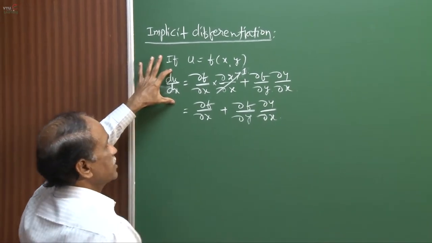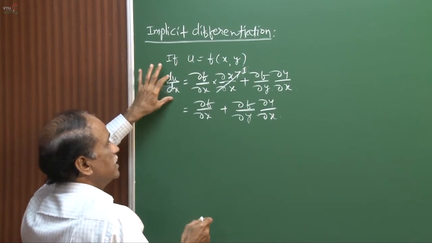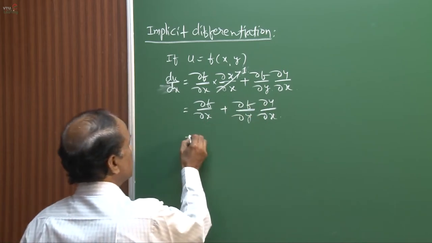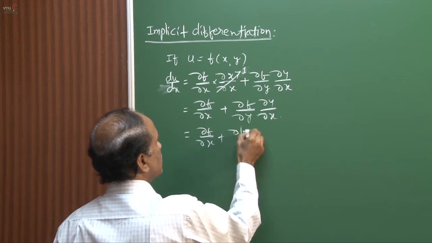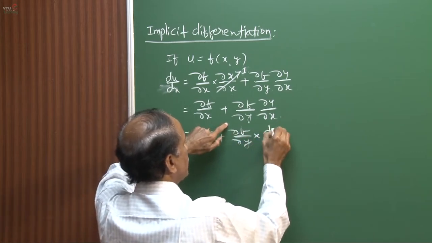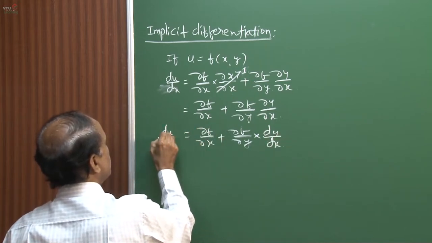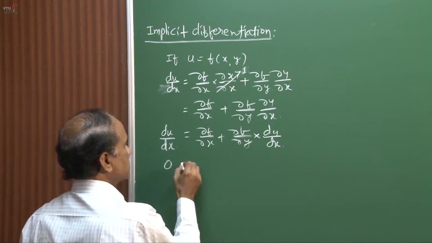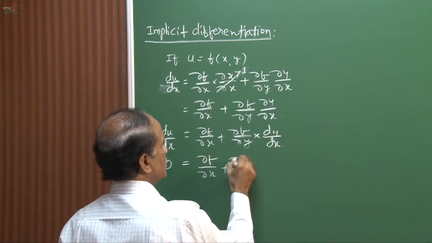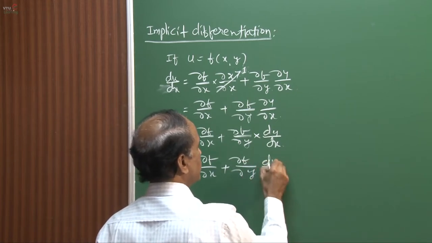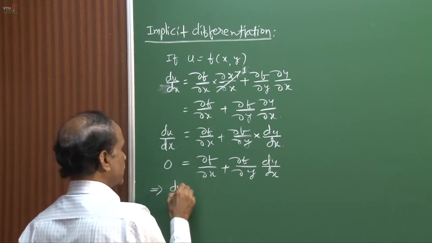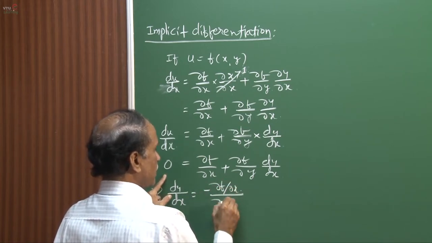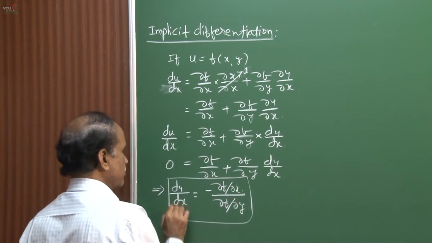Okay. Then if you take this function, du by dx, the standard expression is this one. Suppose you want to find out dy by dx, which is an ordinary derivative. Then du by dx is del f divided by del x plus del f divided by del y into dy divided by dx. If du by dx is equal to 0, this implies dy divided by dx is equal to minus of del f by del x divided by del f by del y. This is called implicit differentiation.